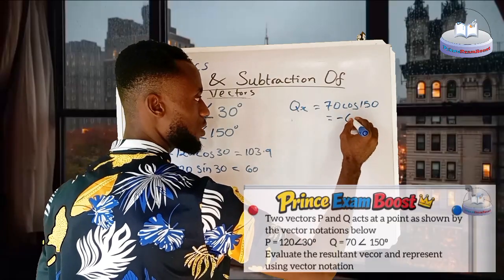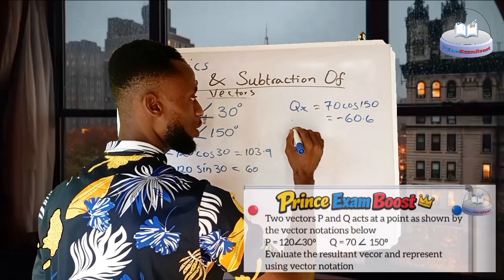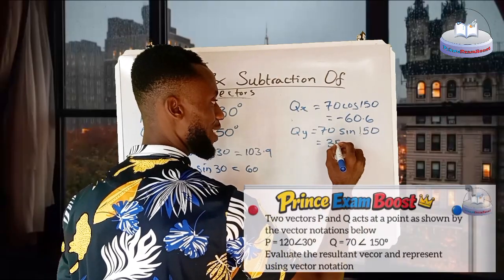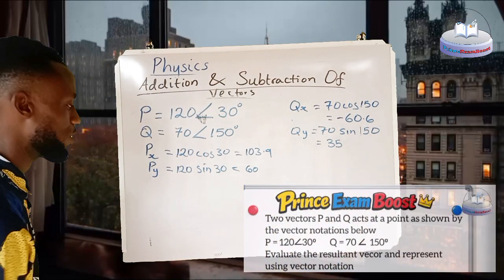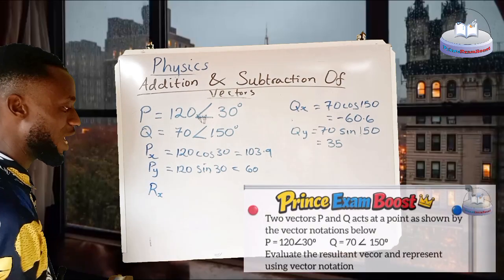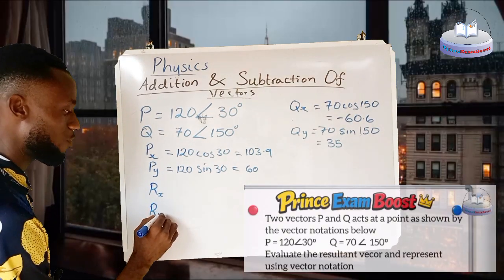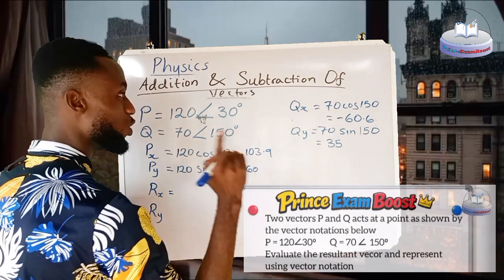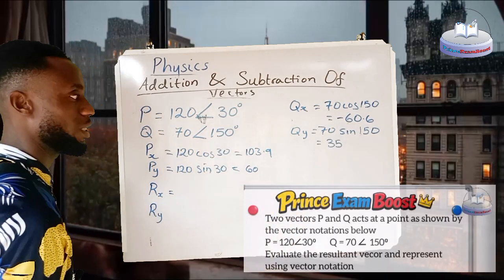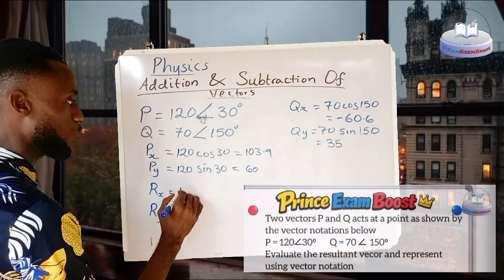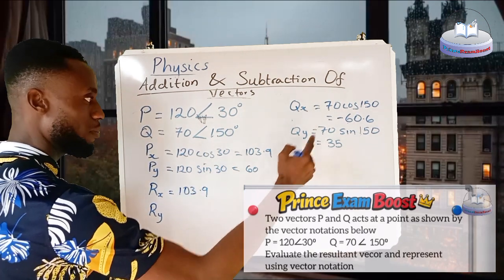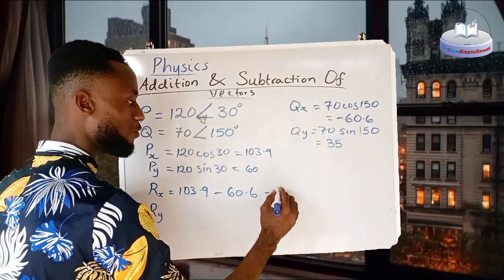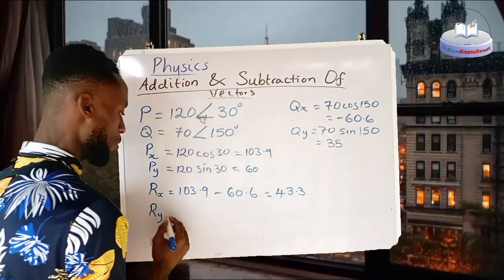gives us negative 60.6, and then Q in the y direction is 70 and 150, and this gives us 35. Now that we have it, we have our resultant on the x-axis and on the y-axis. On the x-axis of our resultant, we add algebraically the values produced from the horizontal components of both. So we have 103.9 minus 60.6, so this becomes 43.3. We repeat the same for the y.